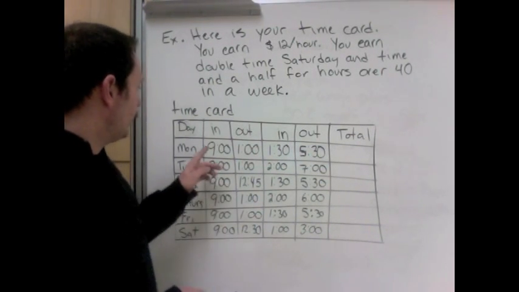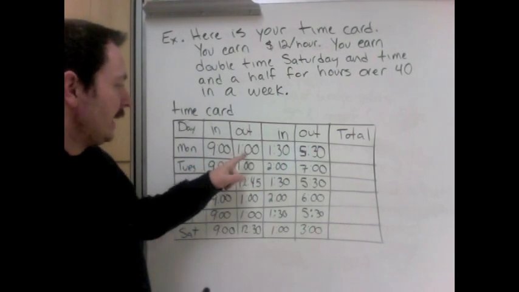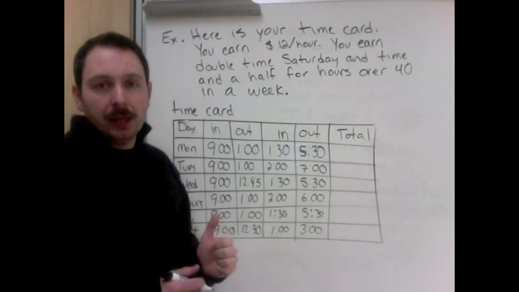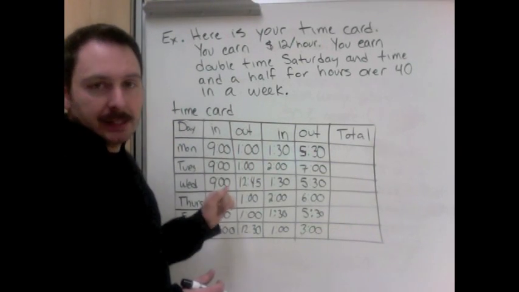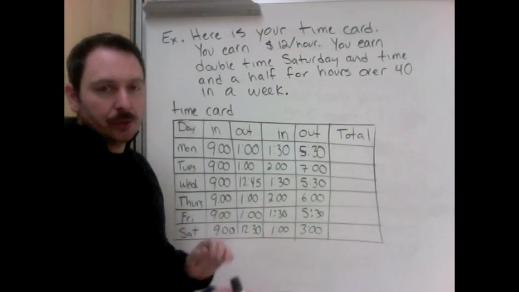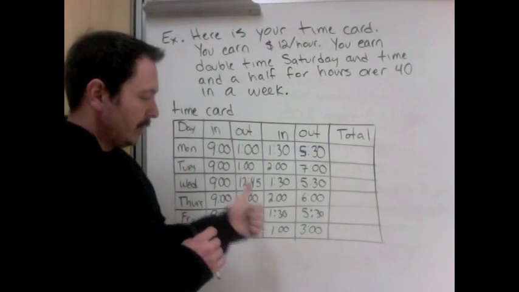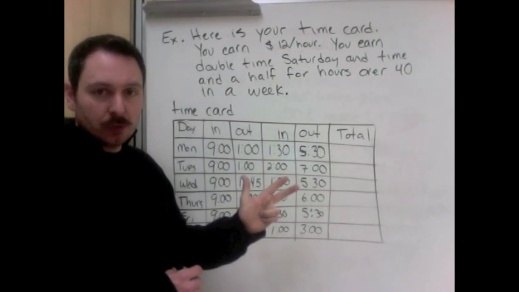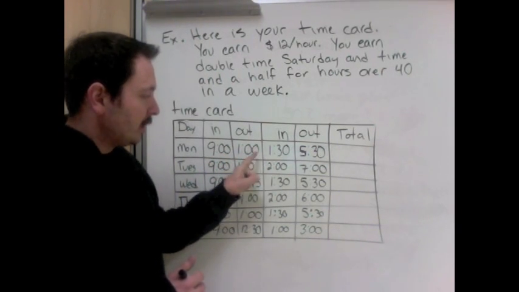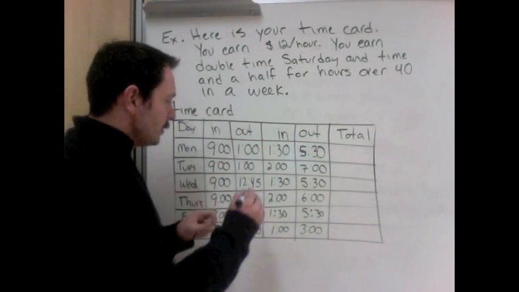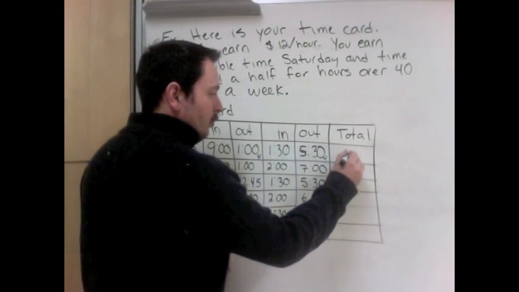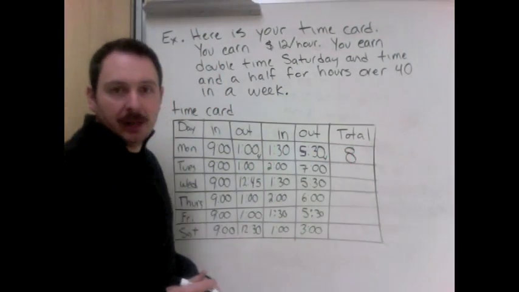So what we have here is, on Monday if you're working 9 to 1, now when we're calculating time, you can't just do 1 minus 9. Remember, time goes up to 12 o'clock and then it starts going 1, 2, 3 again. So 9 to 1 would be 9 to 10, 10 to 11, 11 to 12, 12 to 1. That's 4 hours. And then you took a half-hour lunch, which you don't get paid for. So you're here for 4 hours. And then 1:30 to 5:30 is 4 more hours. So you worked 8 hours on Monday.